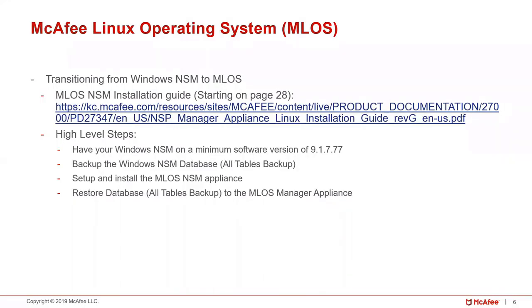Starting on page 28 of the MLOS NSM installation guide are detailed instructions for transitioning from a Windows-based manager to the new McAfee Linux operating system. When you first begin, you will want to ensure you are running NSM software version 9.1.7.77.